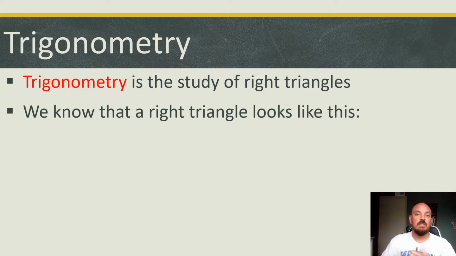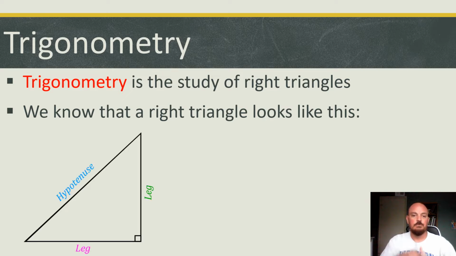But let's talk about labeling a triangle. So we know that every right triangle looks like this. You have a right angle, which is this one right here. Opposite the right angle, you have the hypotenuse. We've used that word a lot this year. And then the other two sides, for now we just call legs. We have two legs in a right triangle. They're the two sides that are not the hypotenuse.